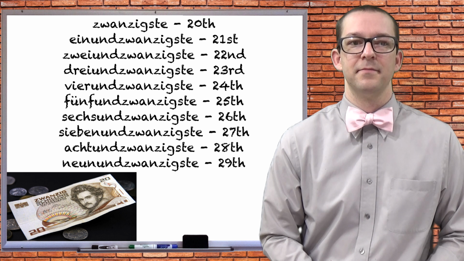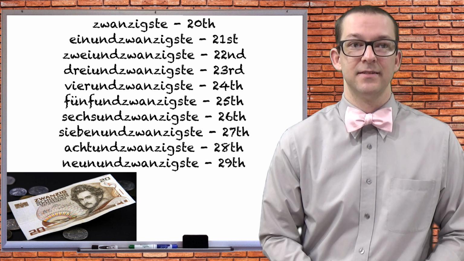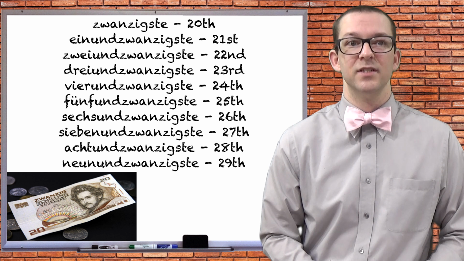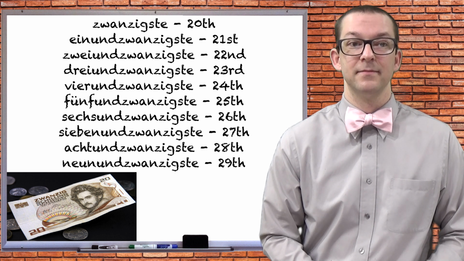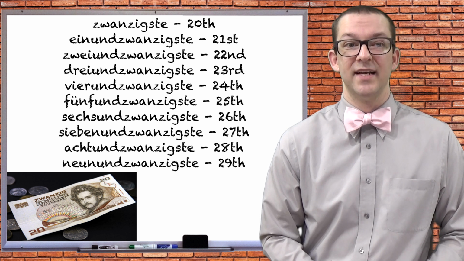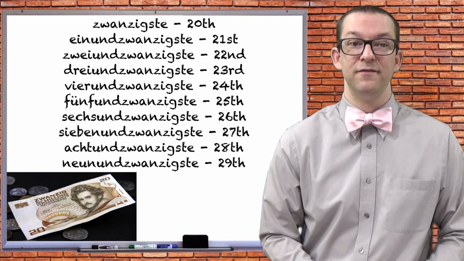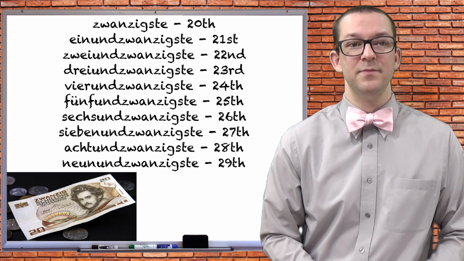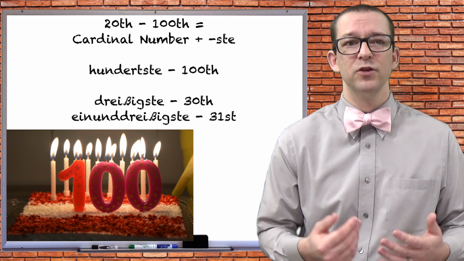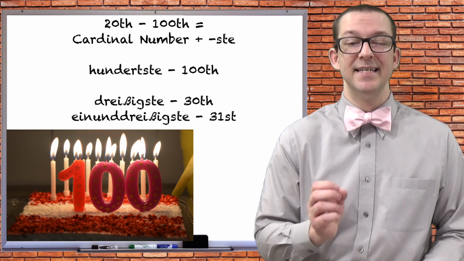Zwanzigste, 20th. Einundzwanzigste, 21st. Zweiundzwanzigste, 22nd. Dreiundzwanzigste, 23rd. Vierundzwanzigste, 24th. Fünfundzwanzigste, 25th. Sechsundzwanzigste, 26th. Siebenundzwanzigste, 27th. Achtundzwanzigste, 28th. Neunundzwanzigste, 29th. Numbers after 29 follow the same pattern by adding ste to the end.